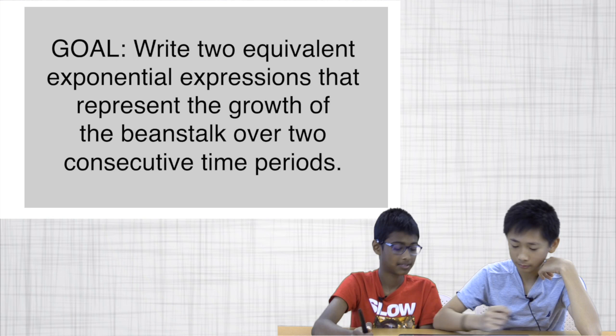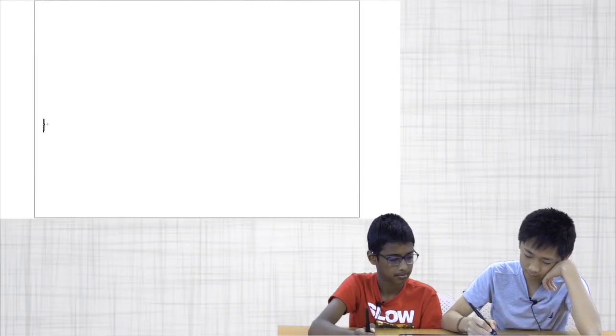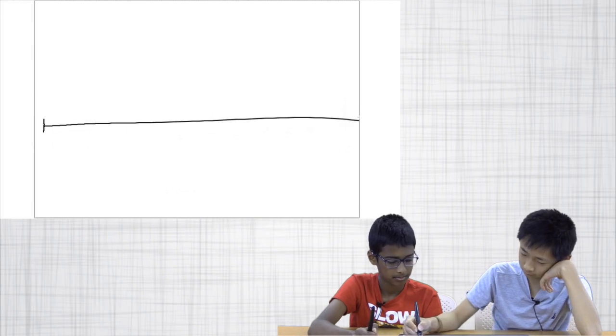They will begin by finding 2 equivalent expressions for the height of their beanstalk 5 days after day 2 and create a number line to represent these expressions. Create a number line and explain the meaning of these 2 expressions on your number line.